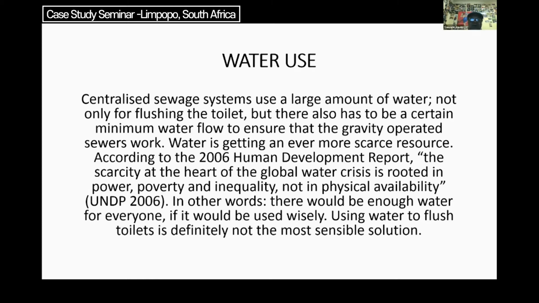According to the UN 2006 Human Development Report, the scarcity at the heart of the global water crisis is rooted in power. There are people with power who own all the waters, big farming corporations, big industries. So they take all the water from everybody, and it increases poverty and inequality. But the problem is not the physical availability. In other words, there would be enough water for everyone if it would be used wisely.